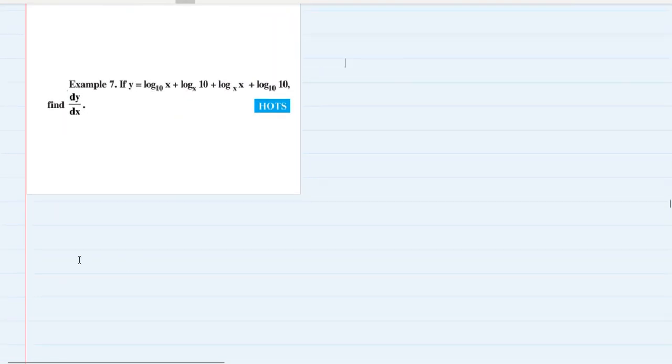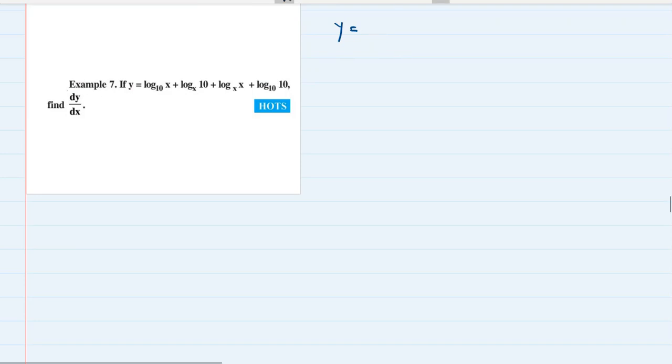Let's do this one. So we have y is equal to log of x to the base 10 plus log of 10 to the base x plus log of x to the base x plus log of 10 to the base 10. You have to find dy by dx. I think it is pretty simple. First, let's simplify this expression itself, and then find the differentiation. We are not in a hurry to find differentiation.